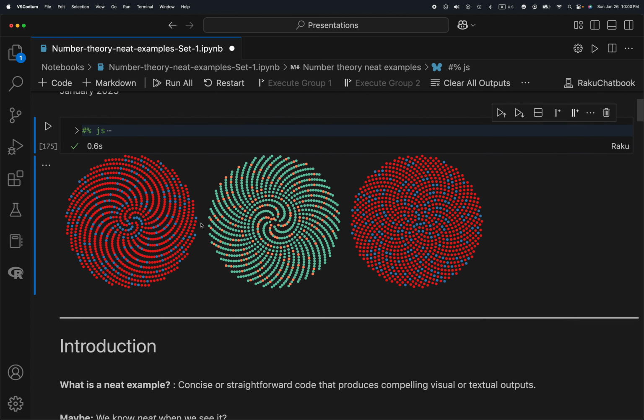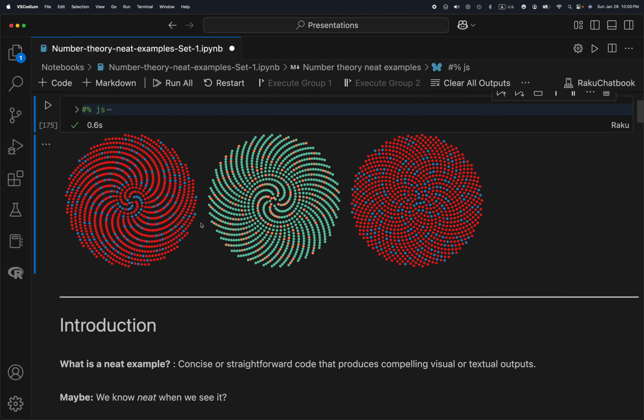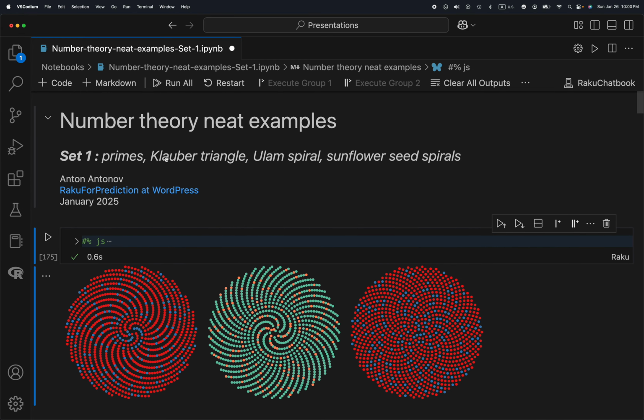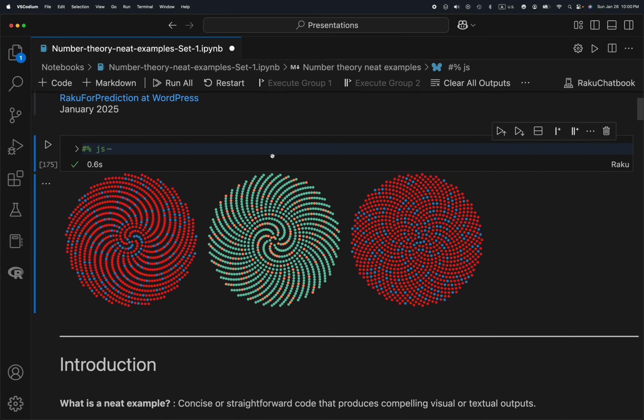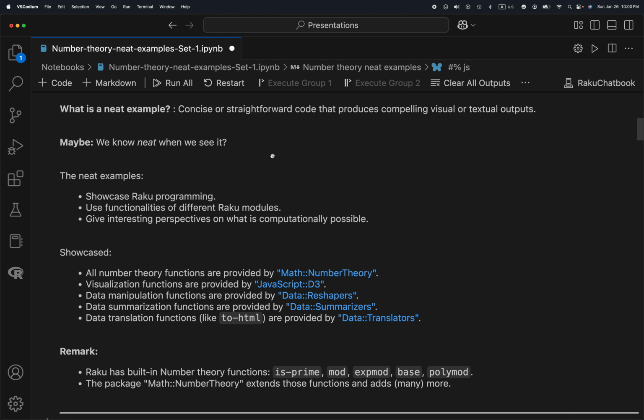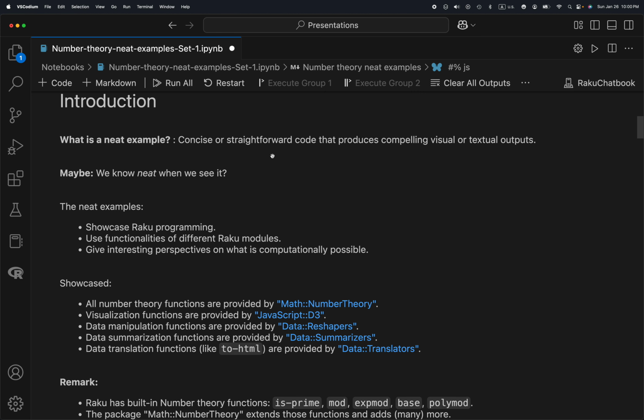In this presentation, we are going to look into neat examples with primes and different arrangements of and plots of primes. So what are neat examples? These are concise and straightforward code that produces compelling visual and textual outputs. We're showcasing a certain programming language, Raku in this case, and the Raku modules Math::NumberTheory and JavaScript::D3. Math::NumberTheory is for the number theory computations, and the visualizations are provided by JavaScript D3.